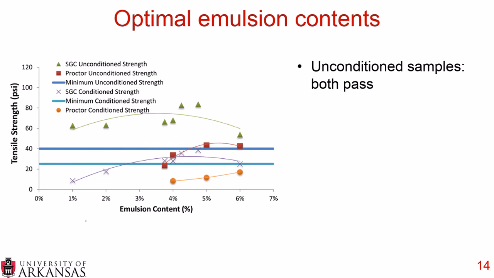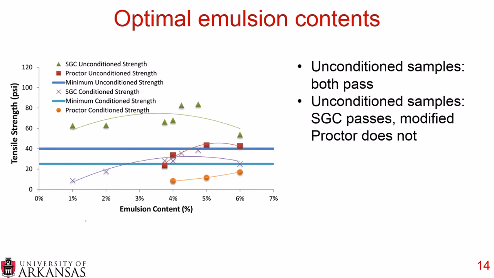Now moving over into the performance test. We need to first find the optimal emulsion content, and that is found by mapping the tensile strength at different emulsion contents. And if you look at the unconditioned samples for both the modified Proctor and the Superpave Gyratory compactor, they both pass. Both of them are above the minimum unconditioned strength.